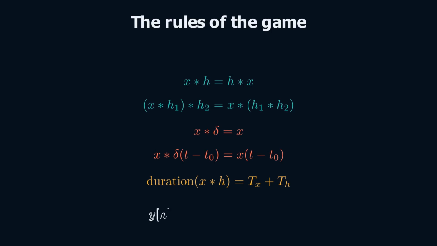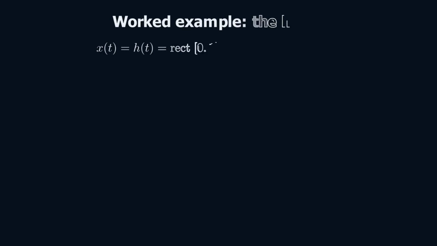Discrete time gets the identical machine with a sum instead of an integral. Flip h, slide it one sample at a time, multiply and add. Same movie, frame by frame. Same rectangle problem, but now on paper, gate style, because the graphical movie tells you the shape, while the exam wants the algebra. And the algebra lives or dies on one skill, the limits of integration.